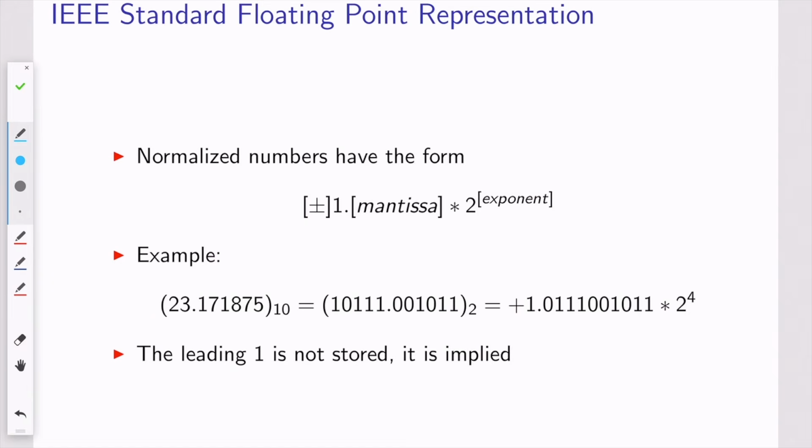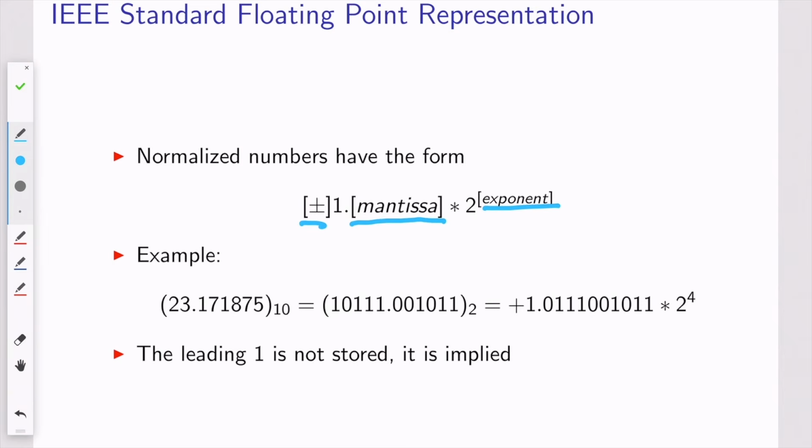So the first step is to just think about what we'll call a normalized number. And a normalized number has the form plus or minus, so we say if it's positive or negative, then 1 point, and then a part of the number that comes after the decimal that's called the mantissa, and it's going to be in binary, and then times 2 to an exponent.